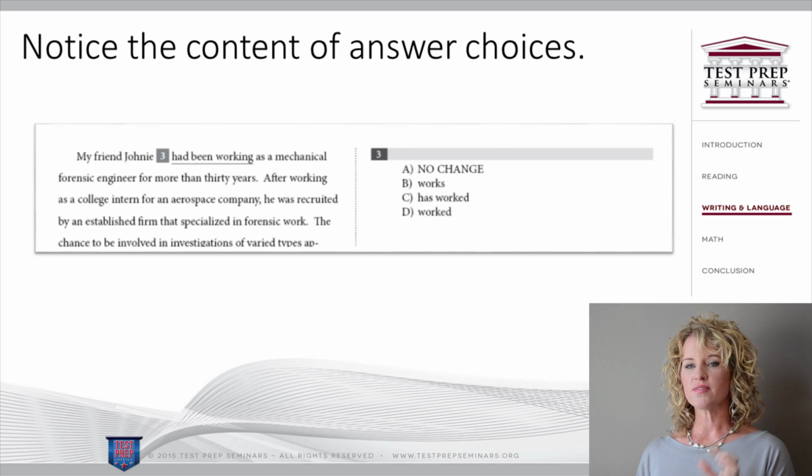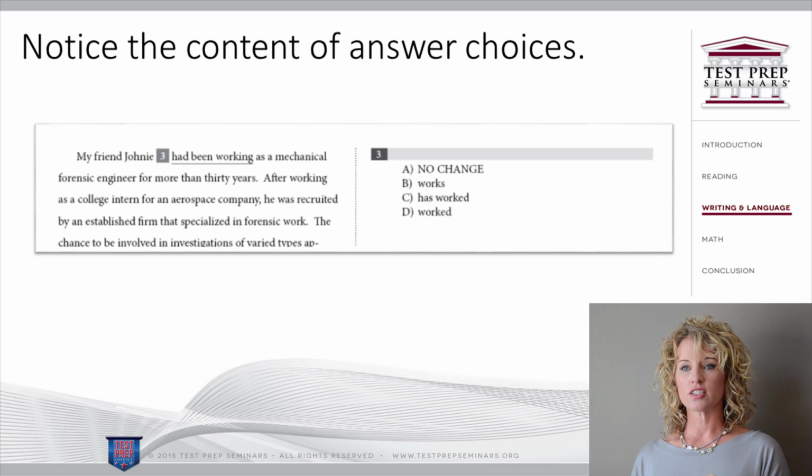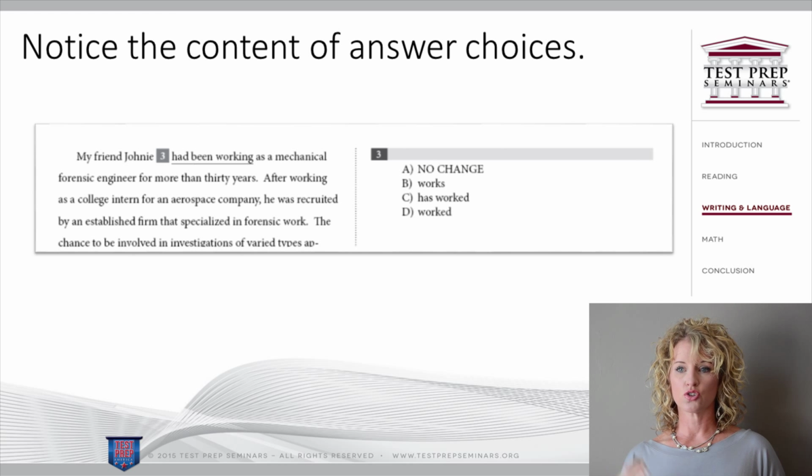I put an emphasis on a couple of words in there because notice that what we have underlined is had been working. And it doesn't sound horrible, does it? But it is not parallel because we were specialized and we were recruited. So we needed to has worked. Our answer choice C is what we would have selected over here. So it should read, my friend Johnny has worked as a mechanical forensic engineer, so that it stays parallel with the rest of the passage.